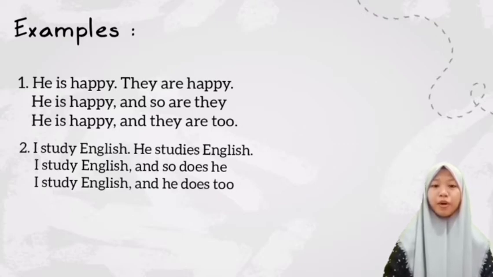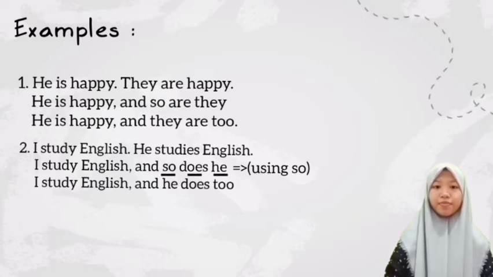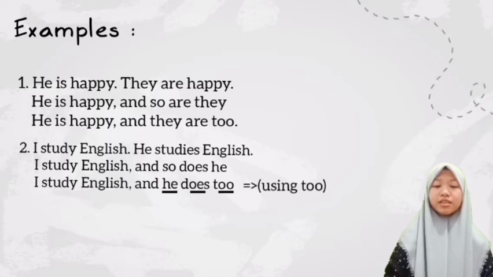So by using so: I study English, and remember the formula, so plus the auxiliary verb does, plus subject he. By using too: I study English, and remember the formula, the subject of the second sentence, he, plus the auxiliary verb does, plus too.